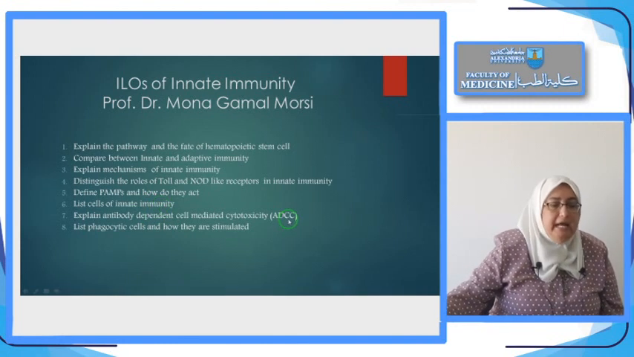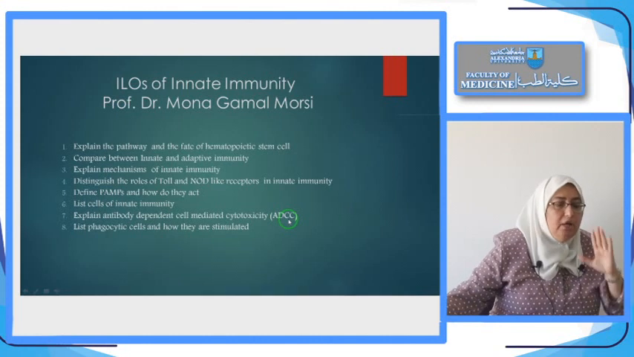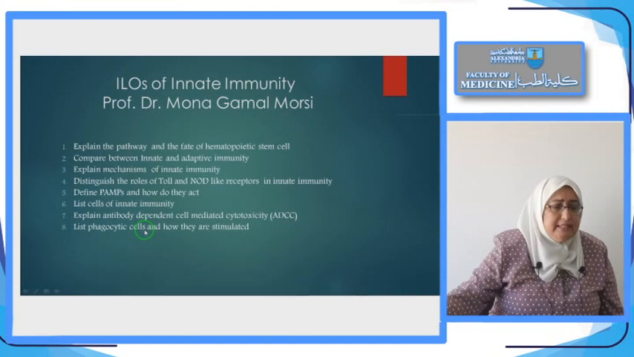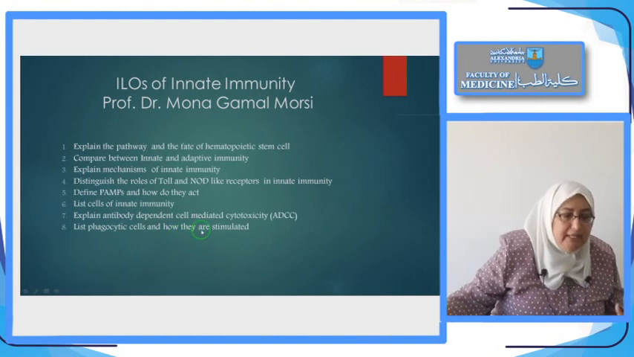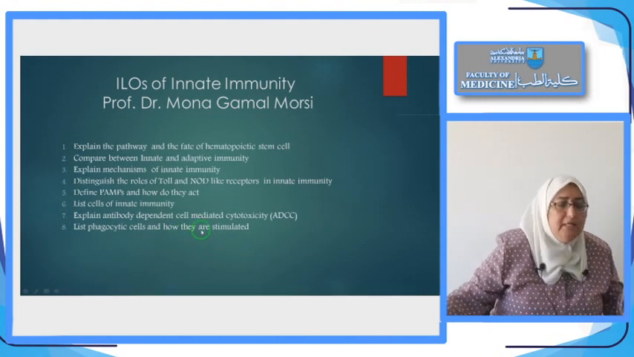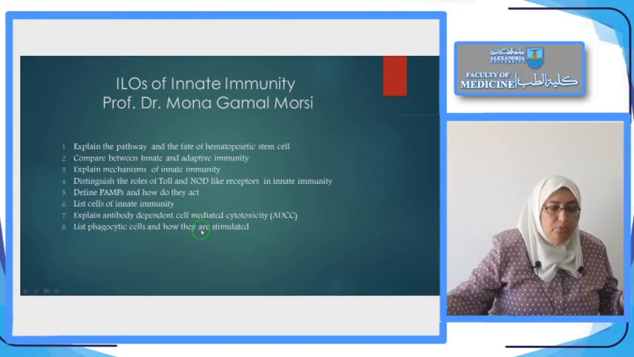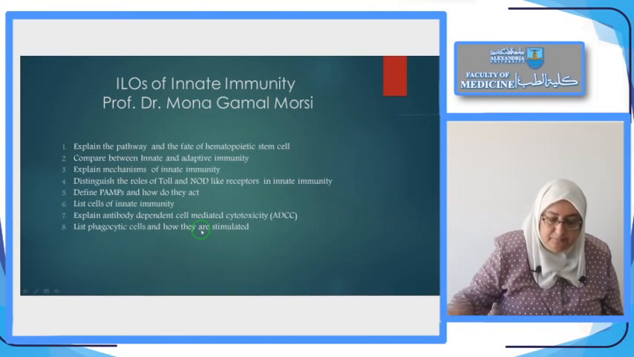Explain ADCC. Any cell that has an Fc receptor could do ADCC, like the natural killer cell. It is a cytotoxicity not restricted by MHC. List phagocytic cells: polymorphs, circulating monocytes, tissue-fixed macrophages. How do they act? They are enhanced by opsonins. Give me an example of an opsonin: C3b and immunoglobulin. Thank you.